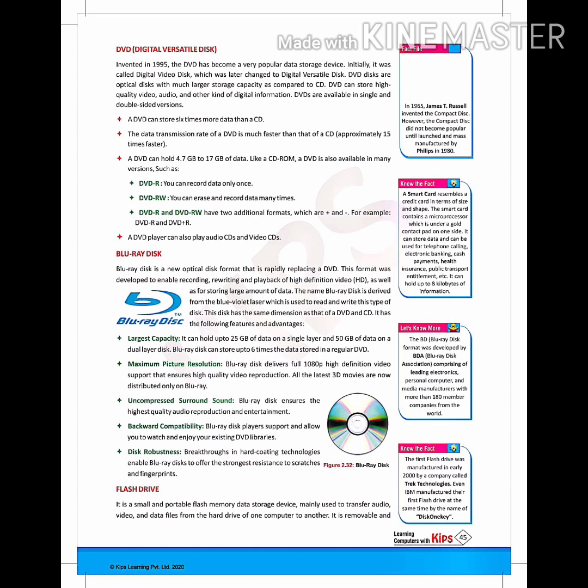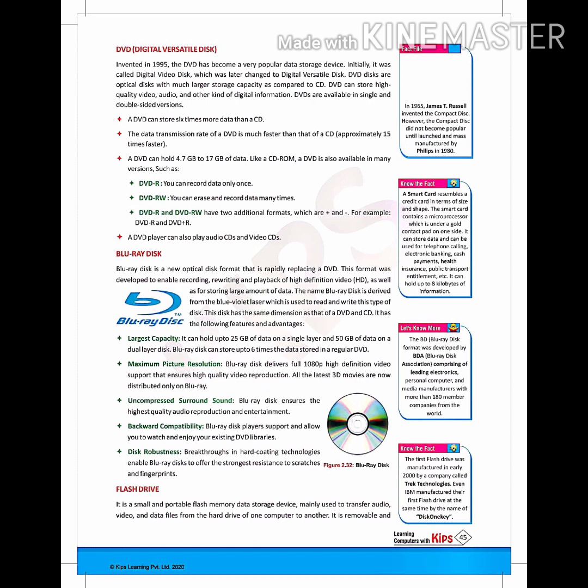Blu-ray disc is a new optical disc format that is rapidly replacing the DVD. This format was developed to enable recording, rewriting and playback of high definition video, as well as for storing large amounts of data. Some of the advantages or features of Blu-ray disc include largest capacity, maximum picture resolution, uncompressed sound, backward compatibility, and disc robustness.